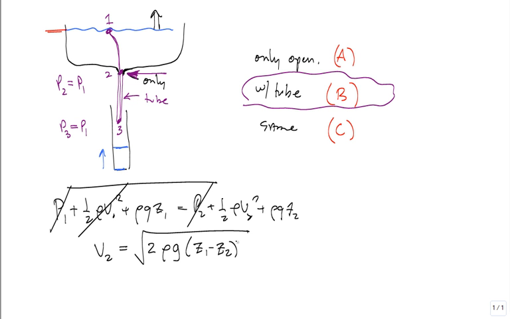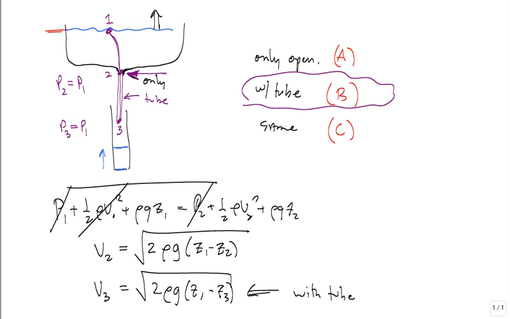That looks like Torricelli's equation. We do the same thing, but go from 1 to 3. You find V3 is equal to the square root of 2 rho g (Z1 minus Z3). This is a greater speed if you have the tube, with tube.